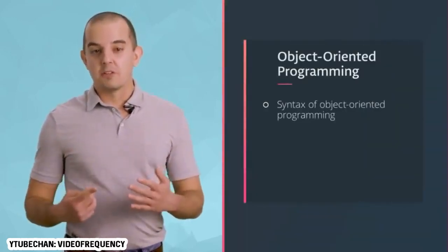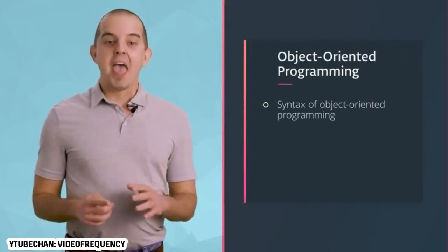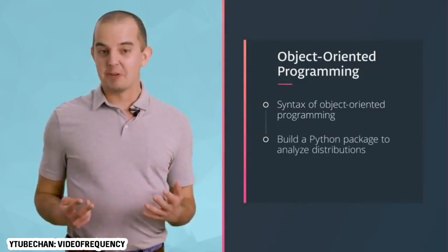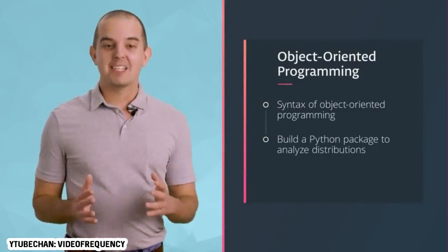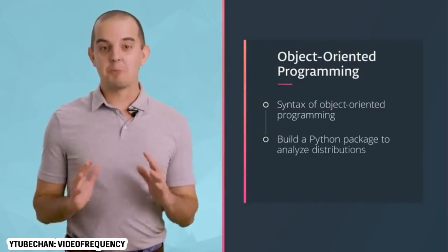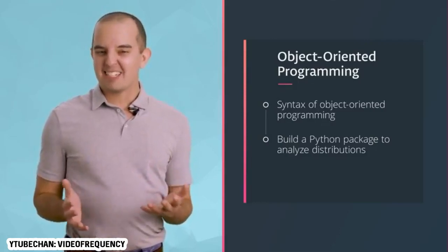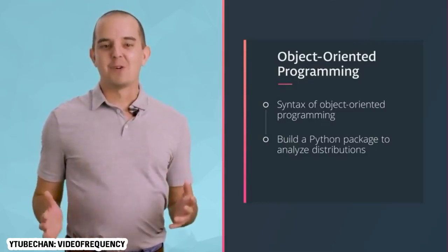This lesson has two parts. First, you'll familiarize yourself with object-oriented programming syntax. Then you'll build a Python package for analyzing probability distributions. By the end of the lesson, you'll have a Python package that you can use as part of your professional portfolio. You'll also gain insight into how Python packages actually work. Let's get started with object-oriented programming.